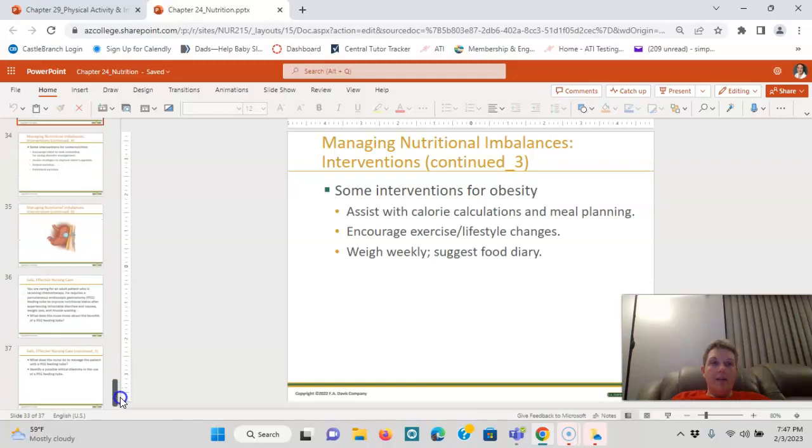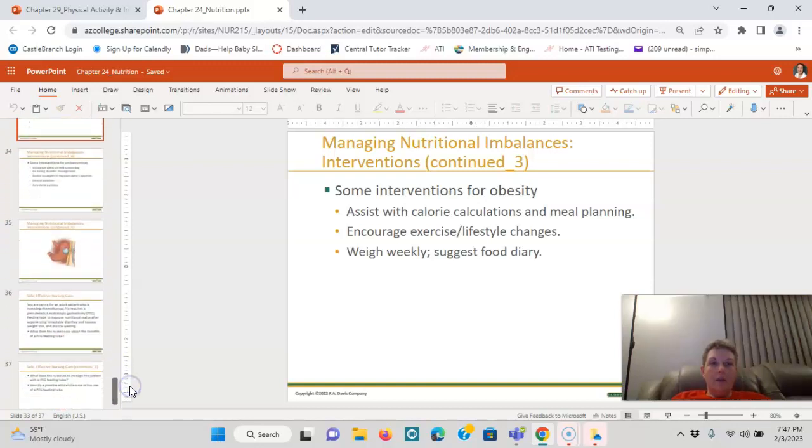Managing nutritional imbalances. Assisting with calorie calculation, meal planning, exercise, lifestyle changes. Weigh weekly, suggest a food diary. These are interventions for obesity. When you think about the calculation of calories, that's again going to be your 9 calories for fat, your 4 calories for the carbs and the protein. A lot of people just don't understand how much they're eating a day.